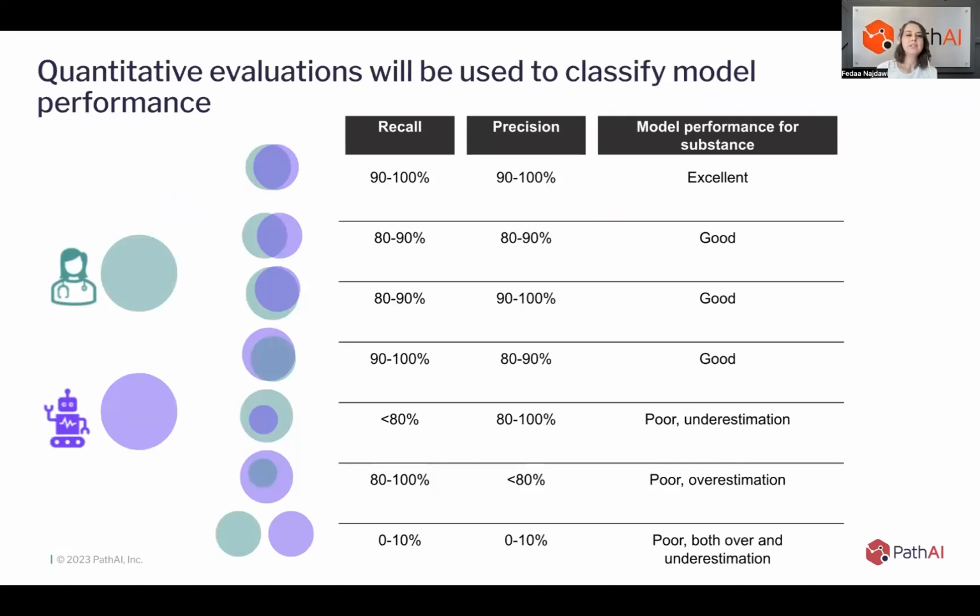And so out of this more qualitative but quantitative evaluation, we will use that to classify the model performance on a whole slide image. So we can say that the model performance for a specific substance is excellent, good, and so forth, until we deem it poor if there is both over and underestimation. And this is really based on the percentages that you choose, based on the overlap between the model prediction and the actual presence or absence of a substance or tissue region.